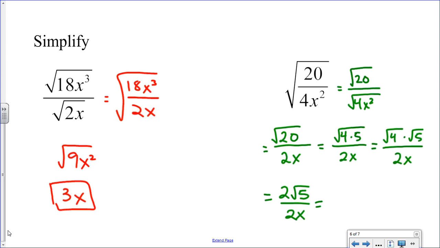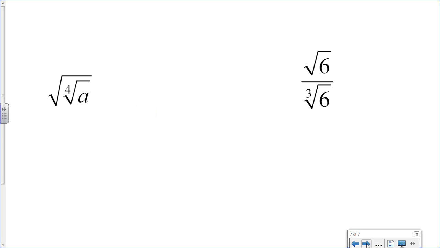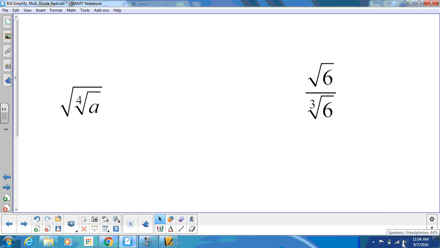I have one other thing I can do. I can cancel my 2's. So I get the square root of 5 over x, which is what you would have gotten if you divided. You would have 5 over x squared. Any questions about the simplifying part? Okay, a couple more to look at. Watching the time here.